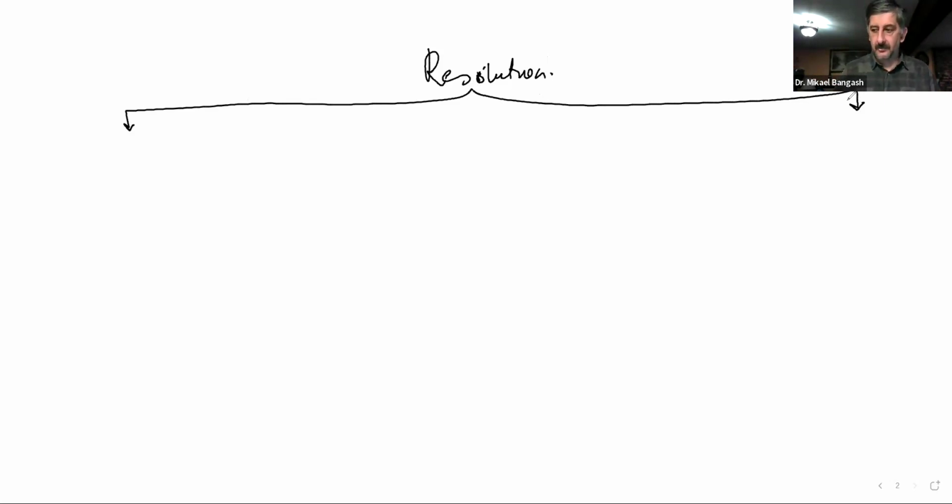Two major types of resolutions. One is going to be spatial resolutions, so we can mainly say resolutions in terms of space. And the other one is going to be temporal resolutions. Is that clear?